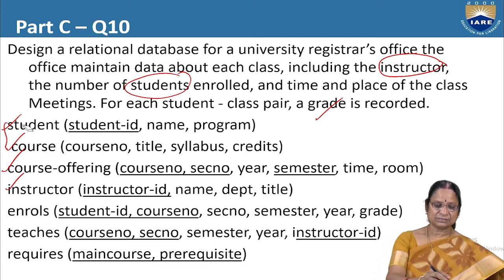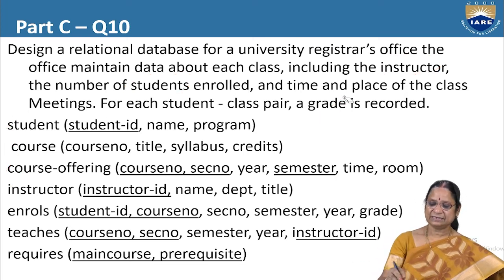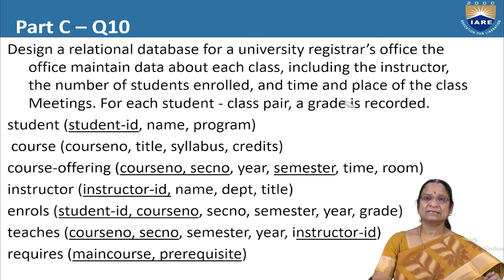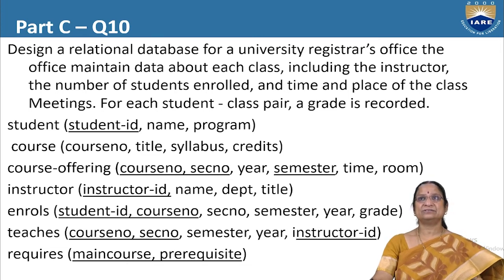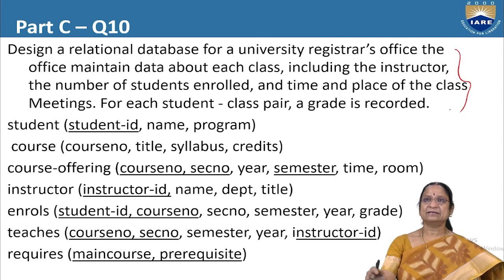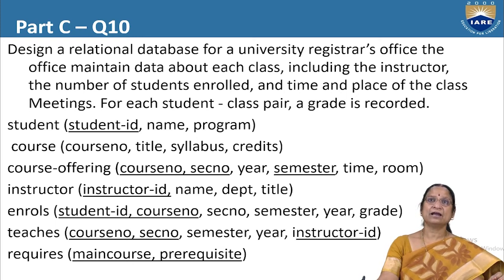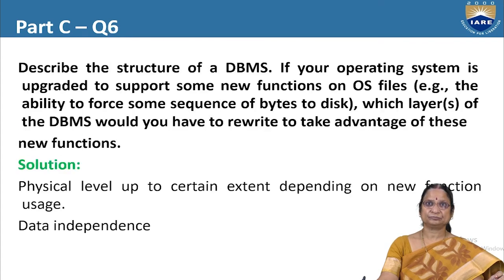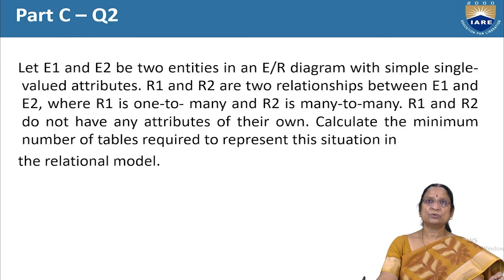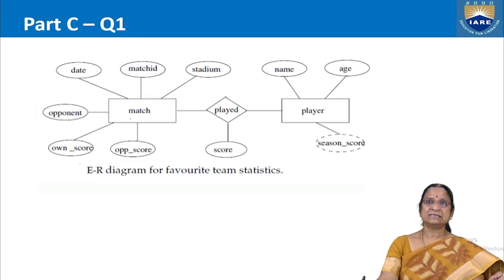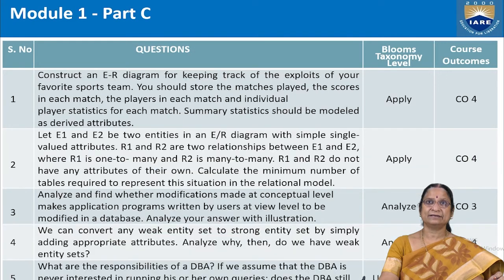Requires means that for a course, a prerequisite course is needed. We will call it requires. That means requires is a unary relationship from course to course only. So these are the relational database for a university registrar's office with this small scenario. For this scenario, this is the relational database design, where the underlined attributes are primary keys. Like this, these questions in analytical thinking can be considered.